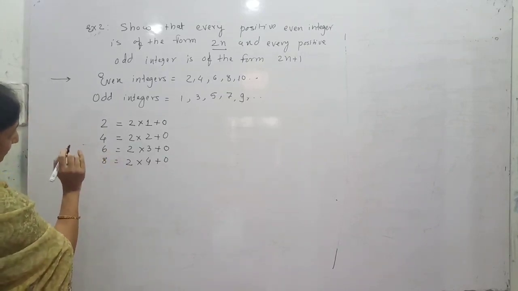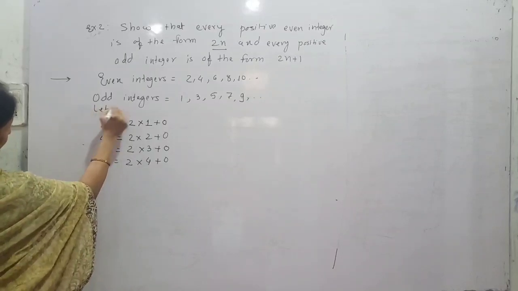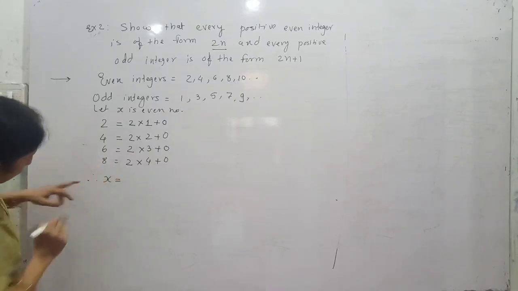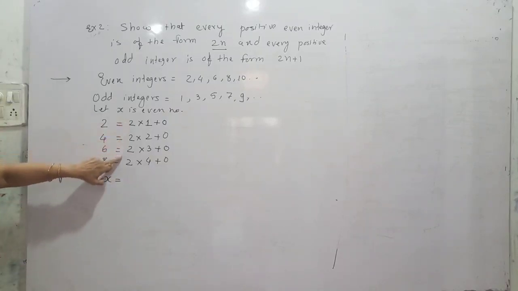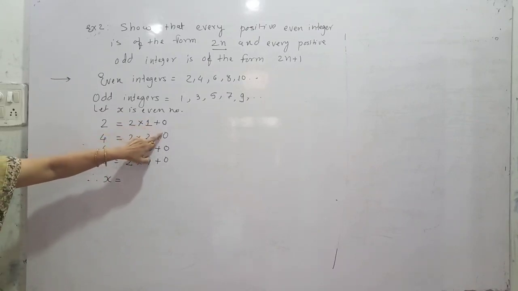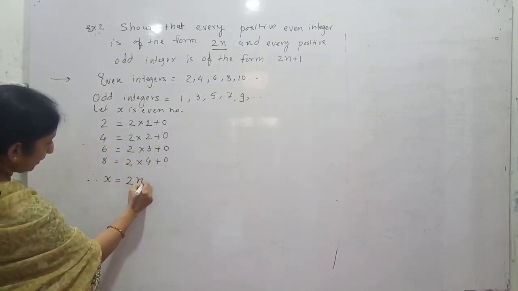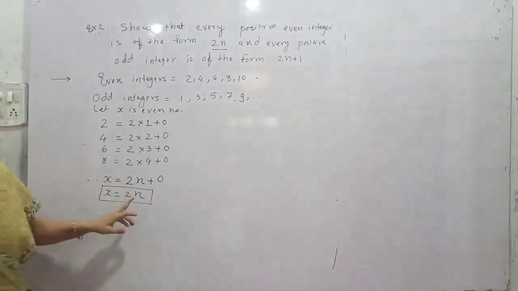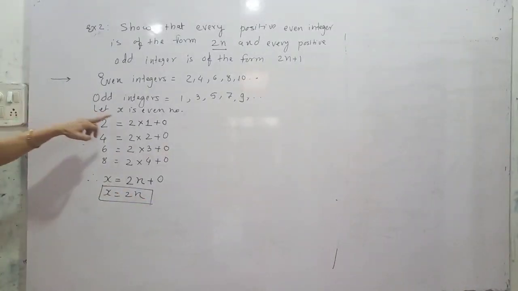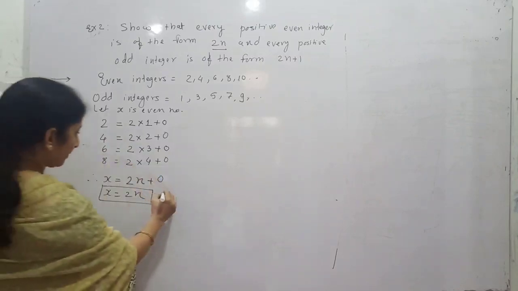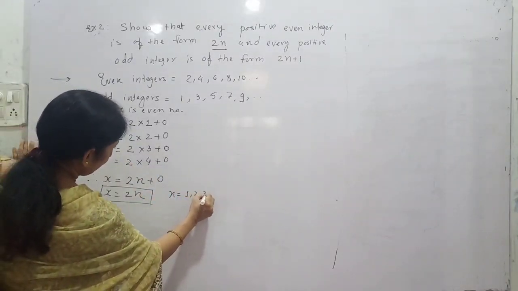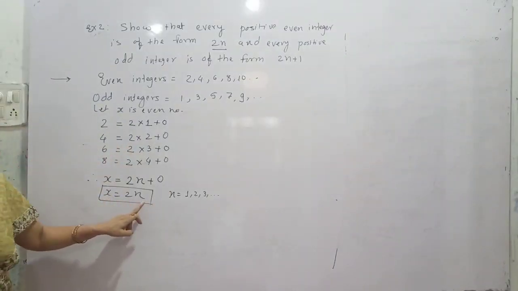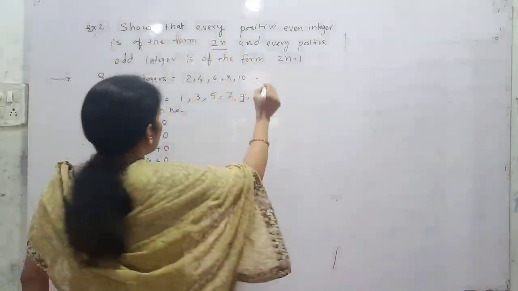Suppose the even number is x. Hence how will you write this? x is equal to 2 constant times n plus 0, means 2n plus 0, means you can say 2n. Here n is equal to the natural numbers 1, 2, 3 up to infinity. Hence an even number can be expressed in the form 2n.